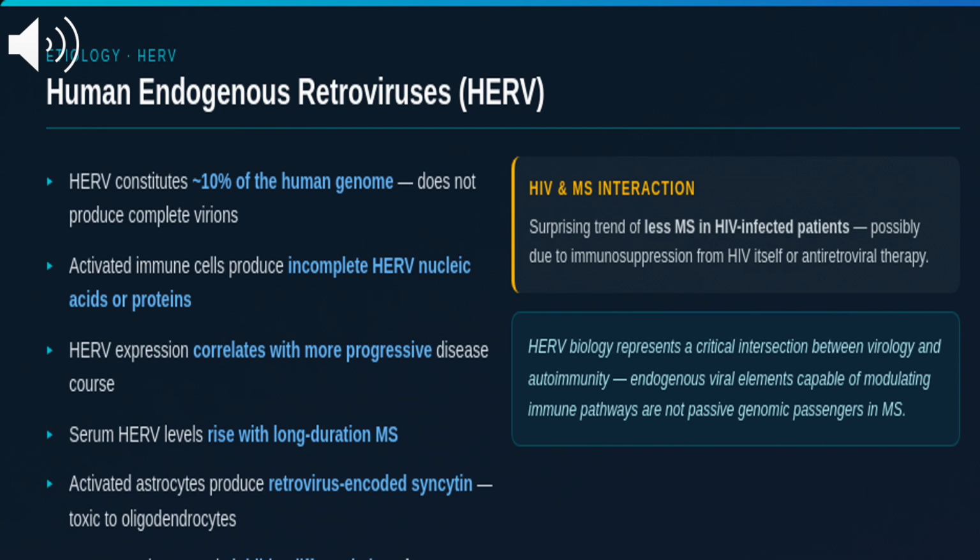IFN-B therapy strongly reduces the load of HERV products in blood, which may contribute to its therapeutic benefits through this previously underappreciated mechanism. There is also an intriguing clinical observation. HIV-infected patients appear to develop MS at lower rates, possibly because immunosuppression from HIV itself or antiretroviral therapy indirectly suppresses the HERV-driven inflammatory milieu. This is speculative but scientifically plausible and worth monitoring as HIV longevity data matures.